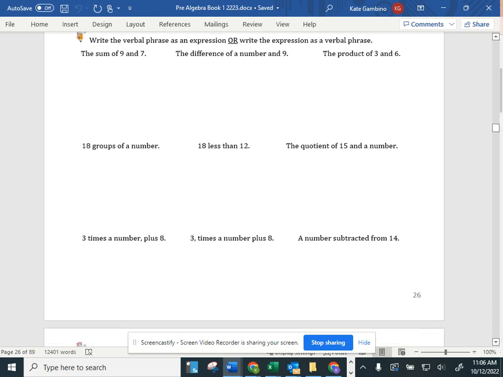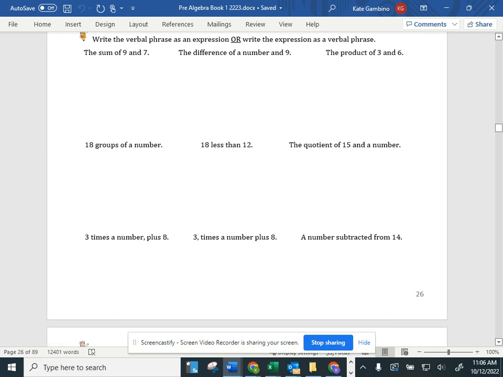All right, so we're going to write the verbal phrase as an expression, or write the expression as a verbal phrase. And we're going to really pay attention to those commas and what that's telling us. We're going to really pay attention to the subtraction ones. And division. Yeah, and division, you're right.